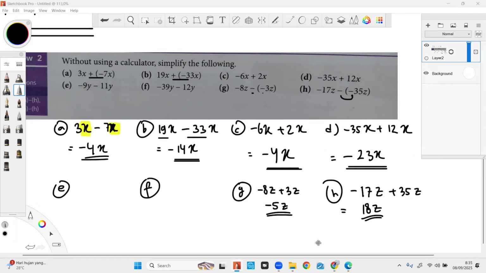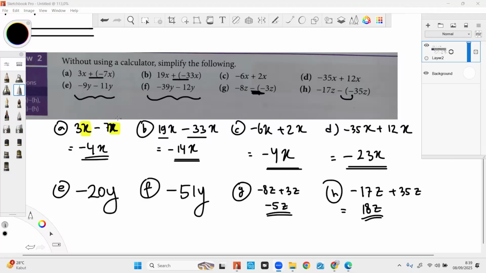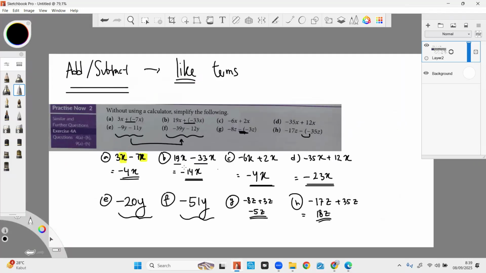Okay. I will give you some time to do this. So Richelle did question E and F with the same idea. That's actually the same logic. Negative 9 minus 11, further negative. Negative 39 minus 12, further negative. Okay, that's it for practice now 2. Easy peasy.